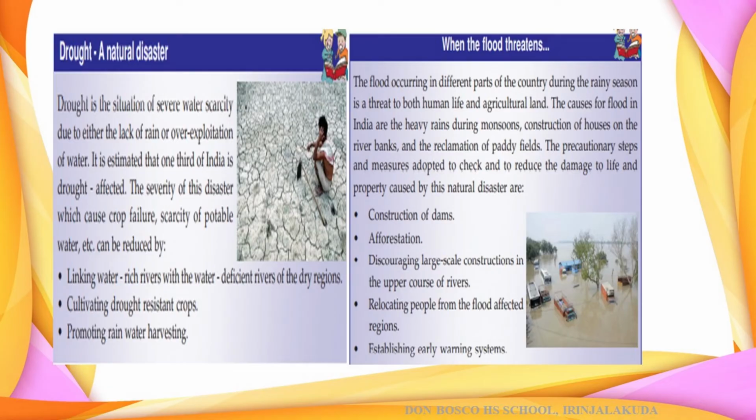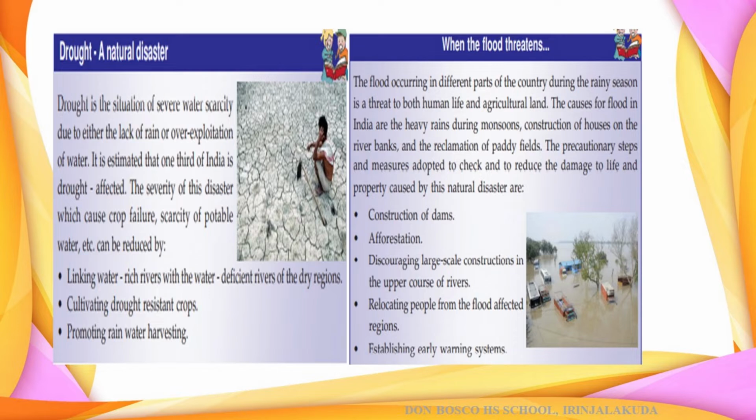You can see in the slide that the main issue that we Indians face is water scarcity. A drought, a natural disaster. Drought is a situation where there is scarcity of water. How is this scarcity taking place? Due to the lack of rain or overexploitation of water. It is said that 1/3 of India is affected by drought.